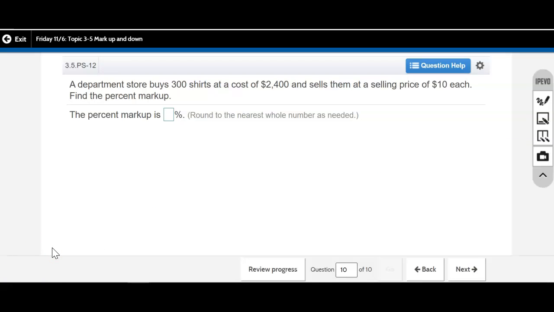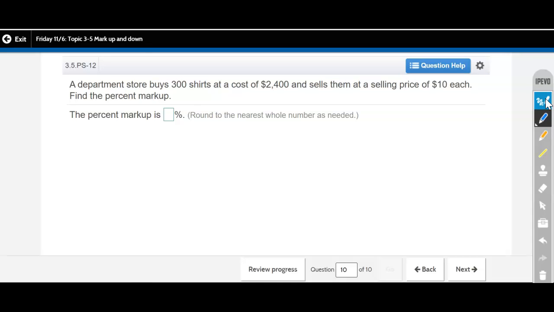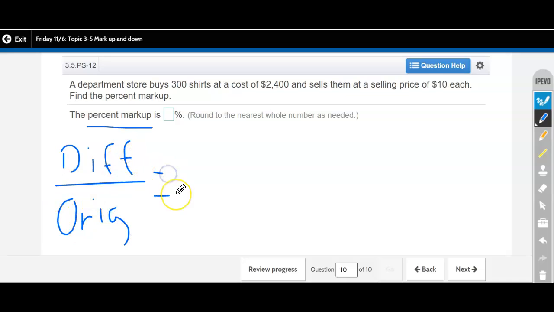Okay, the other type of question you might see would be the percent markup. This is just like what we have been doing the past 2 days with percent change. Percent markup is just a percent increase. So we got to find the difference between your two numbers and divide it by the original. Because all we're doing is applying what we've learned with percents to real life situations now.